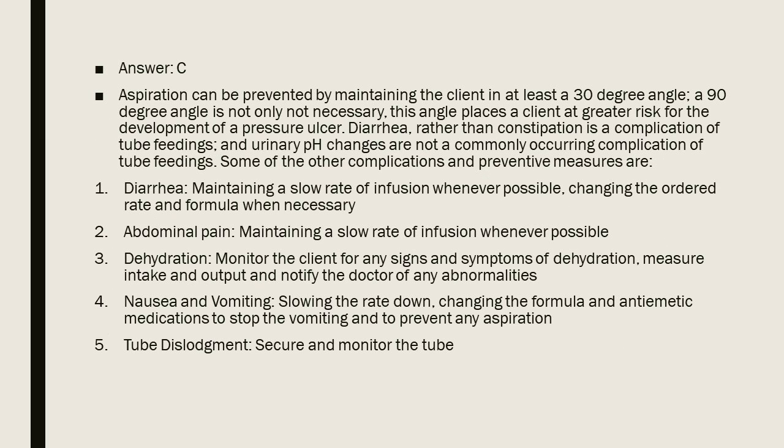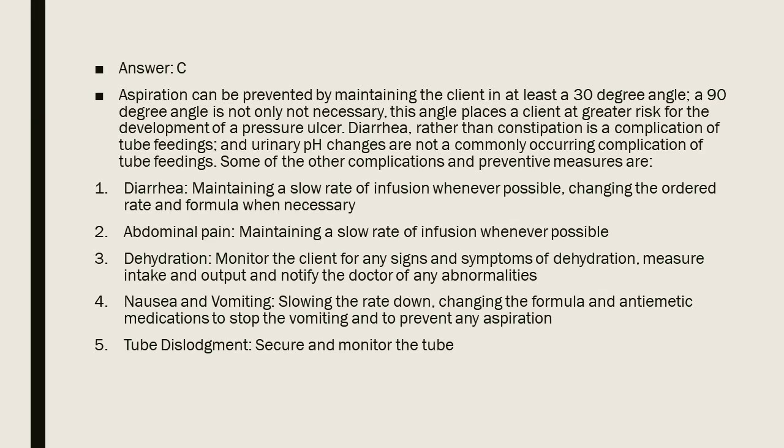Answer, C. Aspiration can be prevented by maintaining the client in at least a 30-degree angle. A 90-degree angle is not only not necessary, this angle places a client at greater risk for the development of a pressure ulcer. Diarrhea, rather than constipation, is a complication of tube feedings, and urinary pH changes are not a commonly occurring complication of tube feedings.